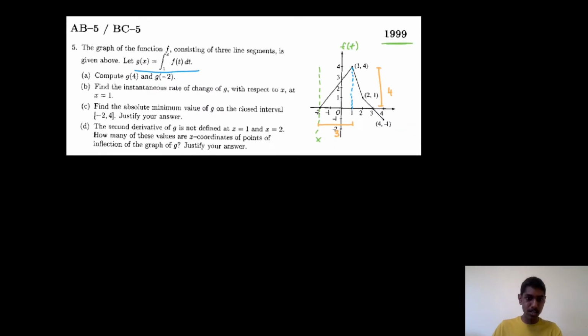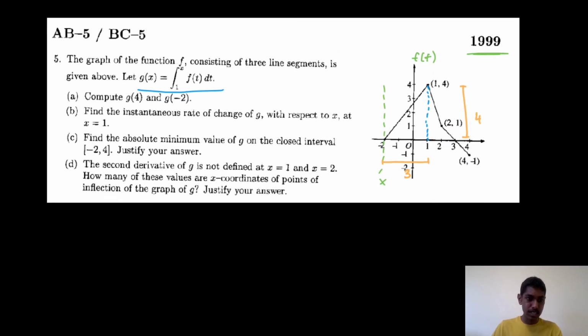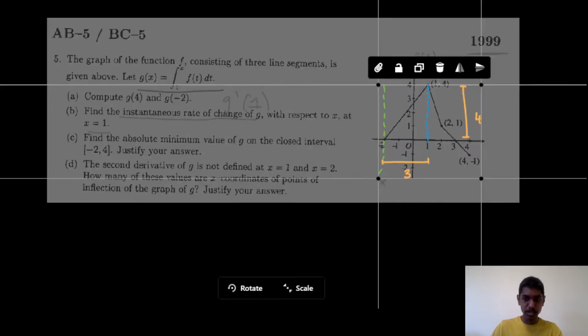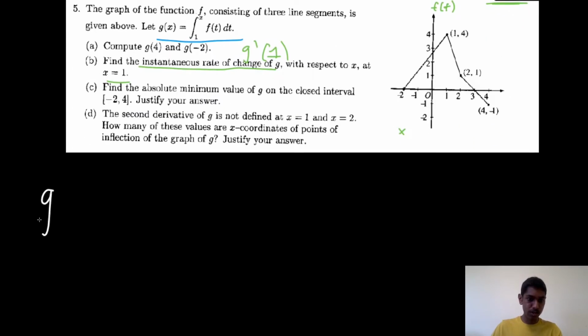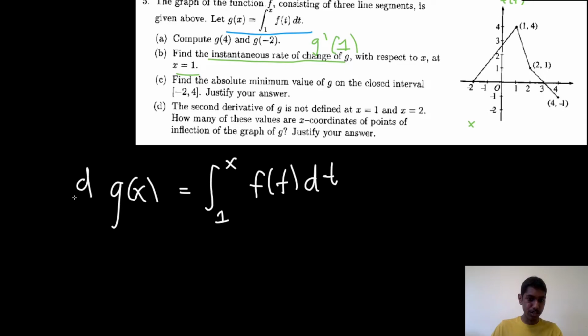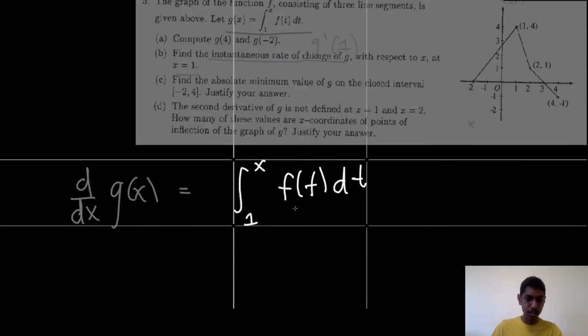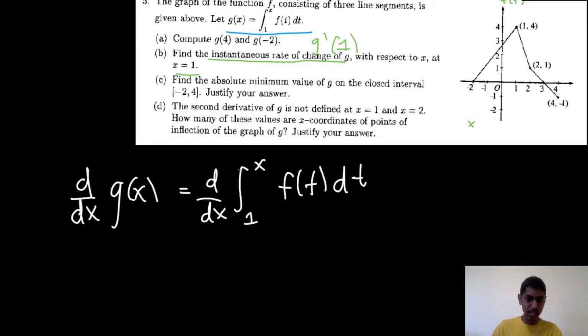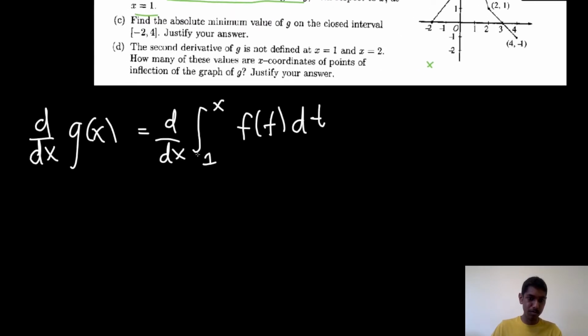So we've solved part A. Now let's move to part B, where we are finding the instantaneous rate of change. So this is g prime at x equals 1, so g prime of 1. So let's write g of x again, the integral from 1 to x of f of t dt, and now if we just take the derivative of both sides, we know from the fundamental theorem of calculus that g prime of x will be equal to f of x.